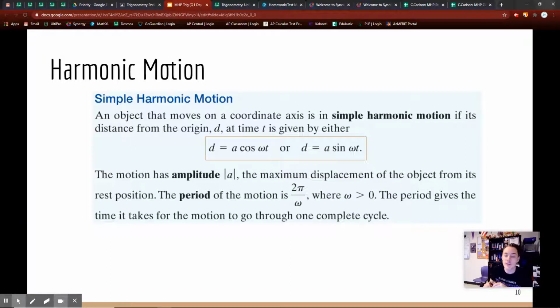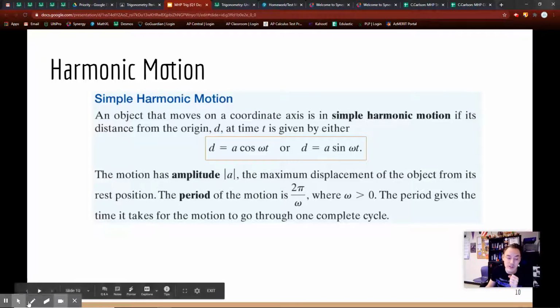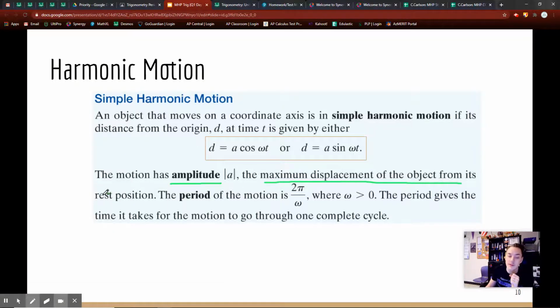Okay, we can just add sine waves together to make our sound. So the motion has an amplitude of absolute value of A. That shouldn't change. The maximum displacement, this is something that's new here, of the object from its rest position. So our amplitude is now going to be what we call the maximum displacement in its rest position. So I'm going to show you what that means in a little bit. The period of the motion is still 2 pi all over b, but in this case it's 2 pi all over omega. So omega is going to act as our b value here, okay? But it's literally the exact same thing.